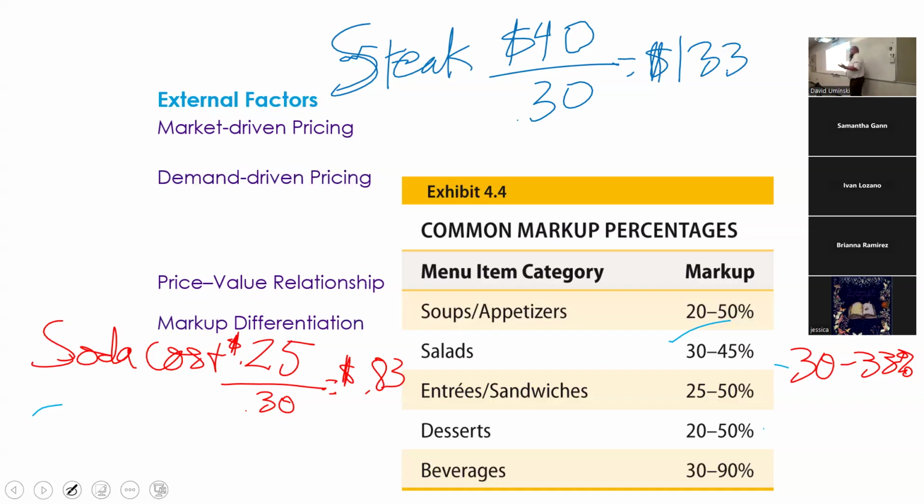Where's that price value relationship? Do you think our guests are going to be paying $133 for just one steak? Okay. And so you see the difference between the steak and the soda.